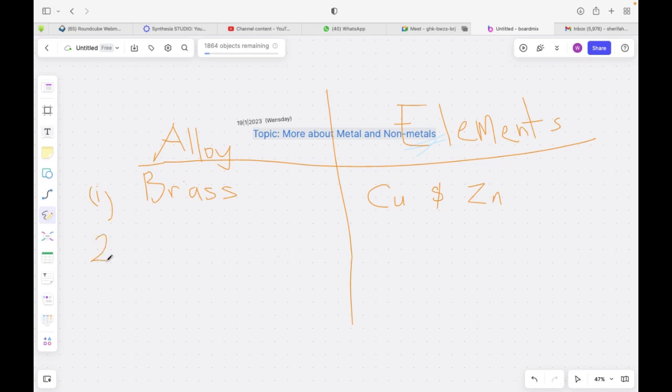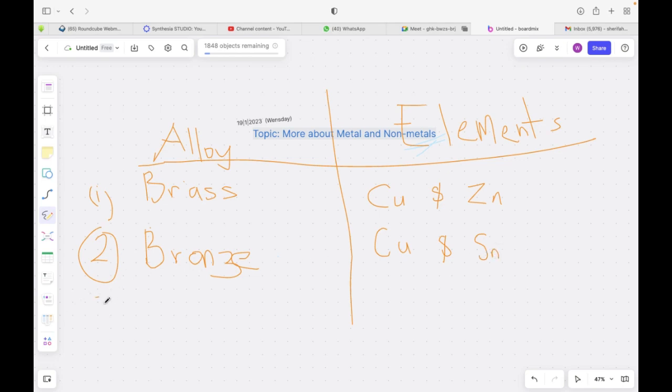Okay, then another alloy of metal is called bronze. Have you heard of bronze? Bronze is another alloy of metal. Okay, now which elements is bronze made up of? It's made up of copper and tin. Bronze is made up of copper and tin. Copper is Cu and tin is what? Sn, right? Tin is Sn, right?